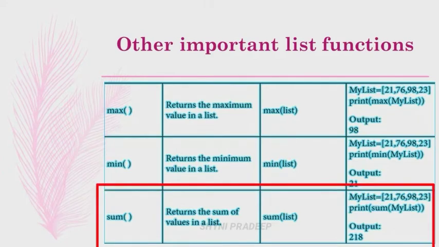And next, the sum function. It returns the sum of the values in a list. Its syntax is sum(list). Here one list is given: 21, 76, 98, 23. If you want to add these elements, you have to use the sum function, which means the sum of these elements will be printed on the output screen. 21 plus 76 plus 98 plus 23 is equal to what? 218. 218 will be printed on the output screen. So this is about list functions.